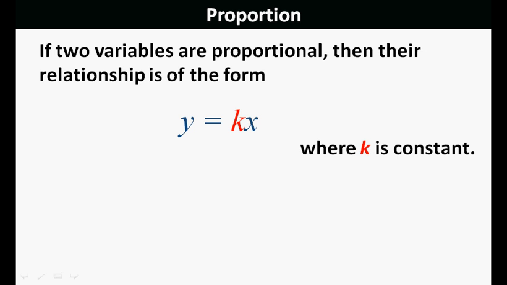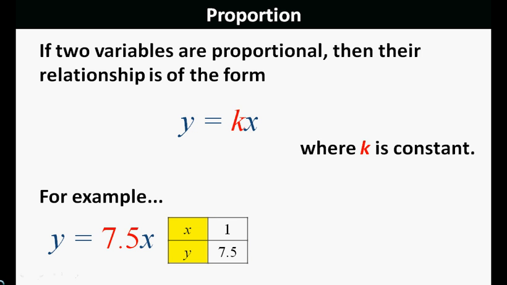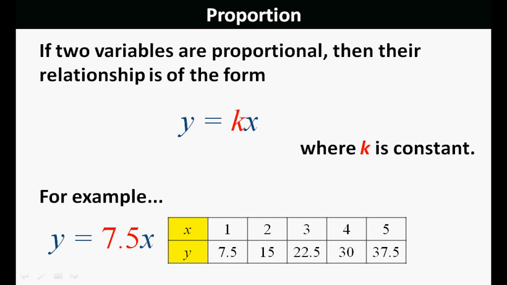So here's another example, y equals 7.5 times x. If you do a table of values, when x is 1, y is 7.5, when x is 2, y is 15, and so on. And you can see that as the x's go up steadily by 1 every time, the y's go up steadily by 7.5 every time. So they're both going up steadily by a particular amount every time.